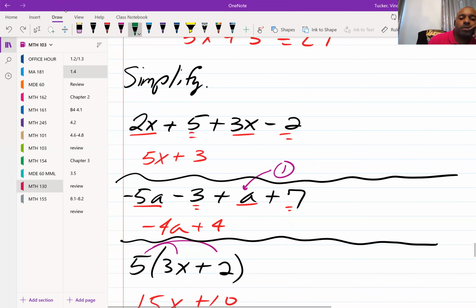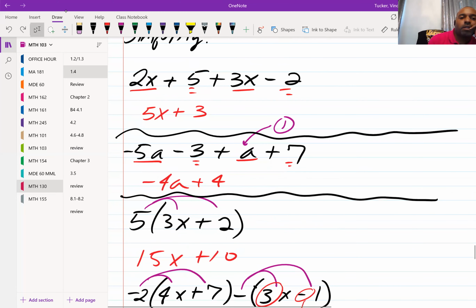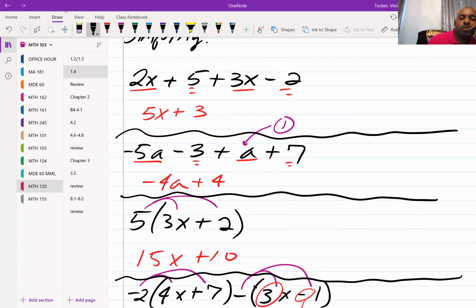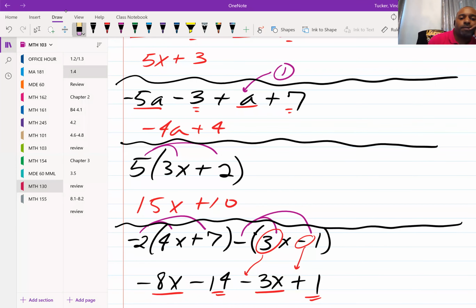All right, next one. We got 5a times the quantity of 3x plus 2. So you just distribute the 5. And that'll be 5 times 3, which is 15x. 5 times 2 is 10.